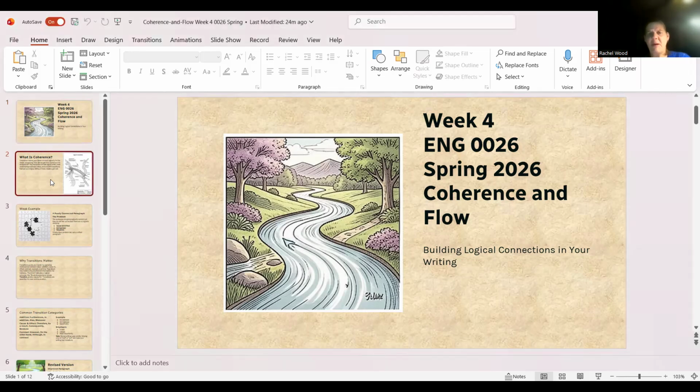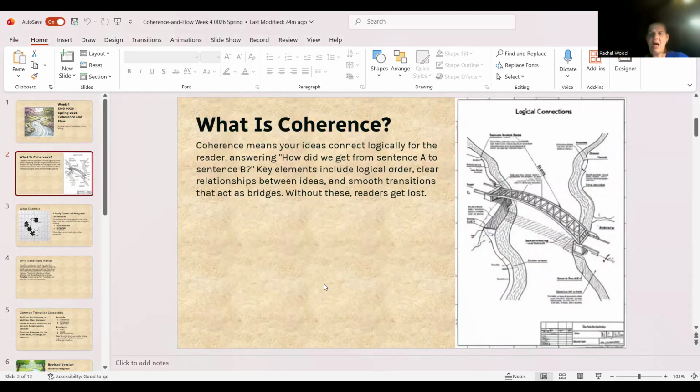So the first thing I want to talk about is what coherence is. Coherent writing basically means that your ideas connect logically for the reader. That answers questions like, how did we get from sentence A to sentence B? And so some of those key elements include logical order, clear relationships between ideas, and smooth transitions that act as bridges. And so without these, the readers get quite lost in writing.